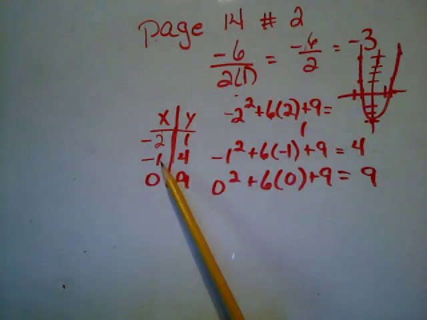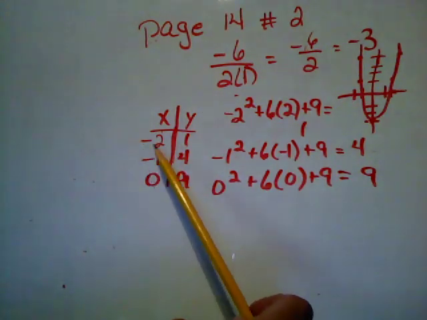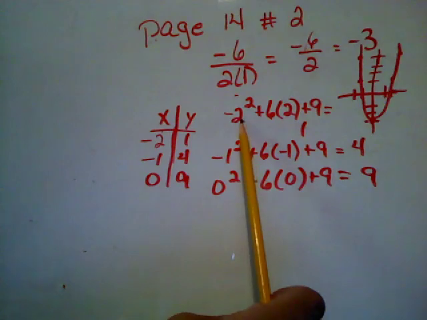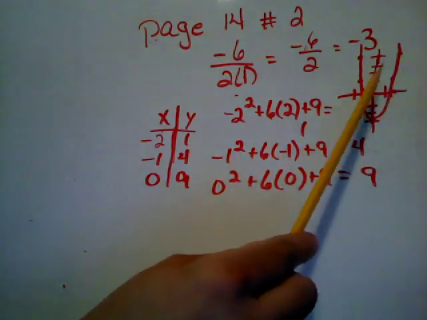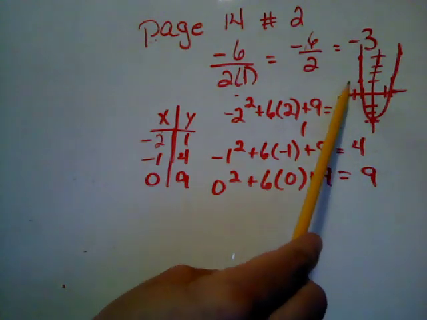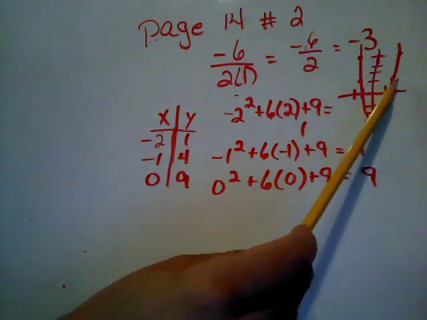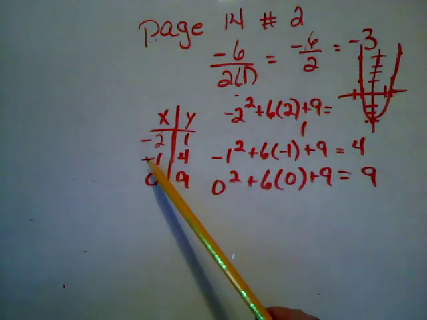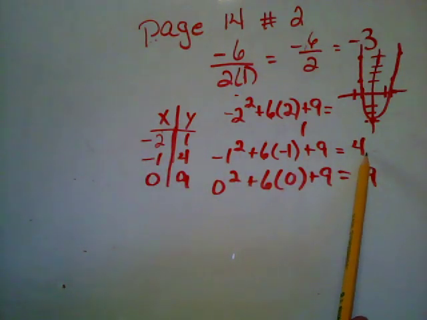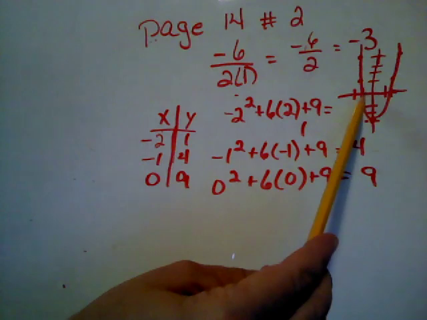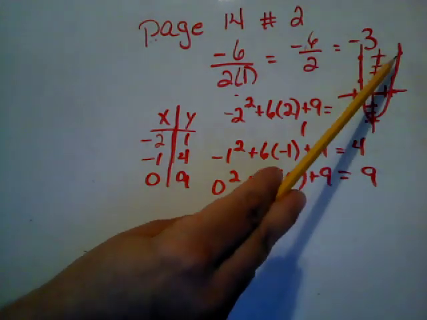Then I needed to find some points. So if you put in a negative 2 and you put that into your formula and solve, you're going to get a 1. So I moved over and I said negative 2, up 1, and then I reflected it on the other side. Negative 1, if you put that into your formula, you're going to get a 4. So I went over negative 1 and up 4, and then I reflected it.